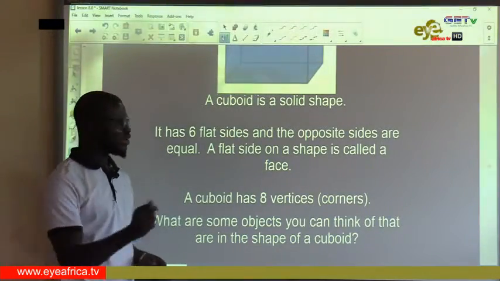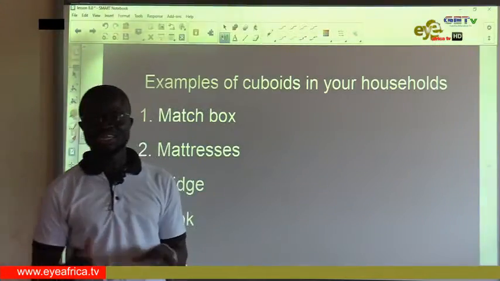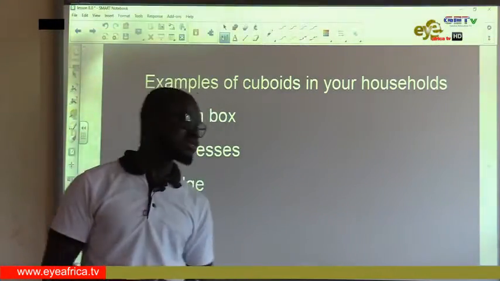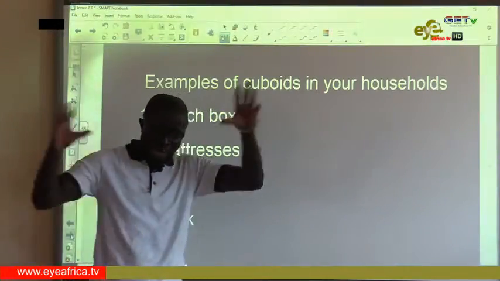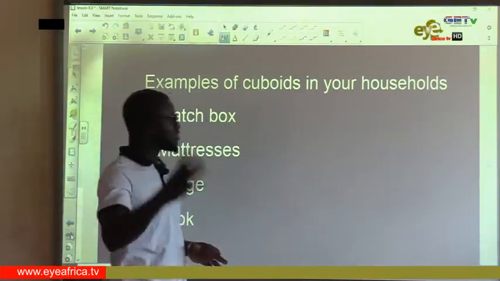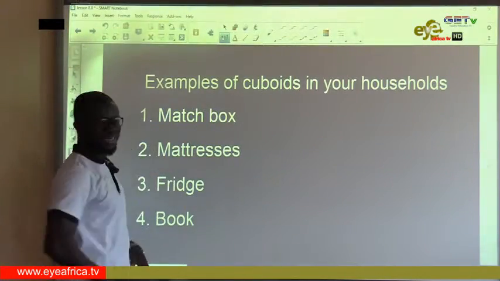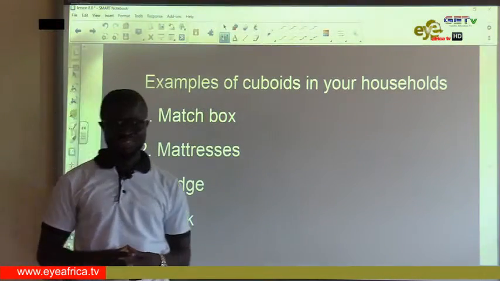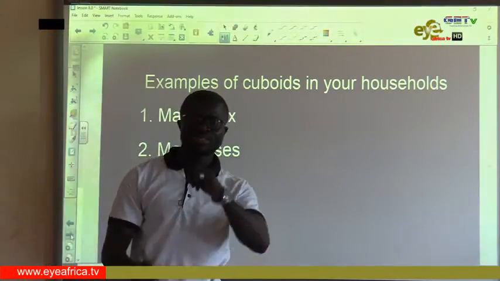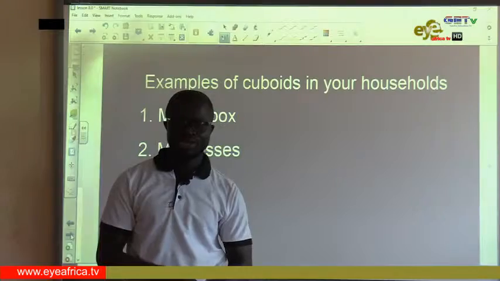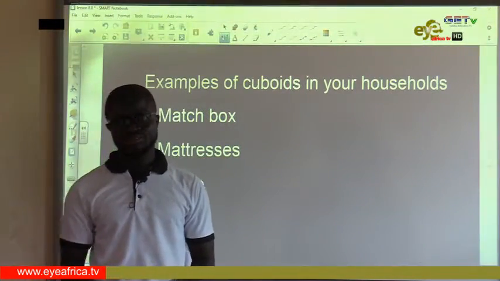Okay, now let's move to the next slide and see what other examples we can give that are in the shape of cuboids. Examples of cuboids in our households, not your households, I'm part of it. Number 1 is matchbox. Remember, we use the match to set fire in our house or our households when cooking.